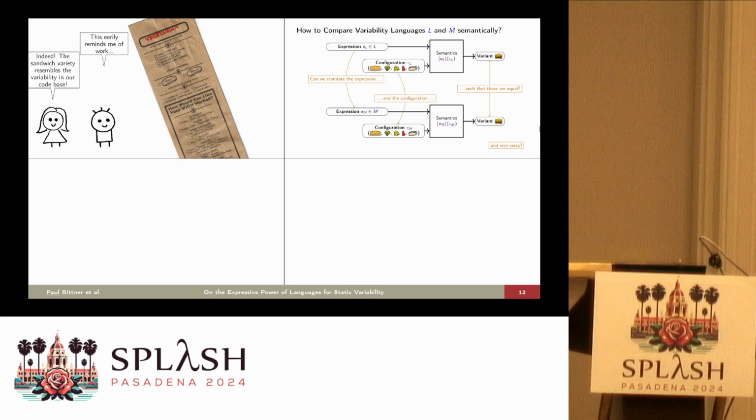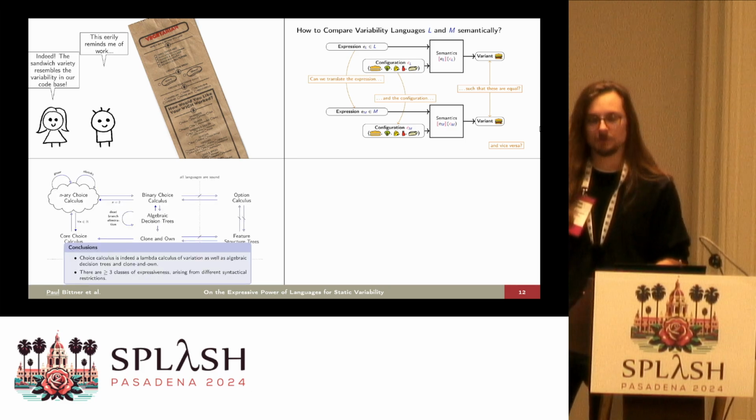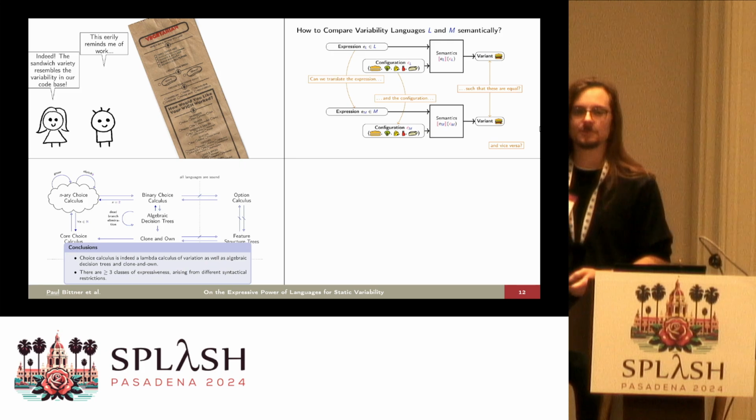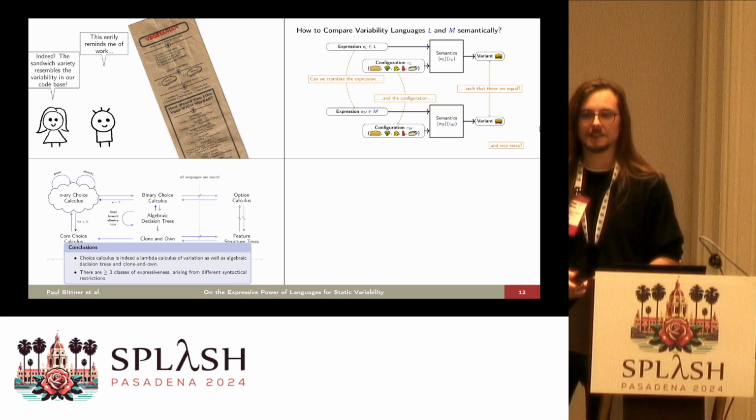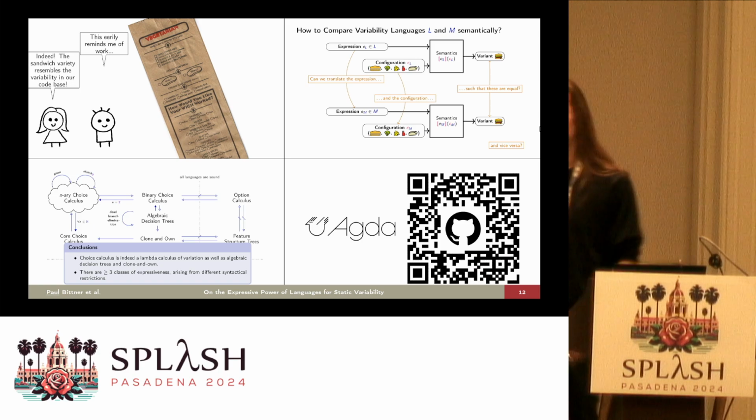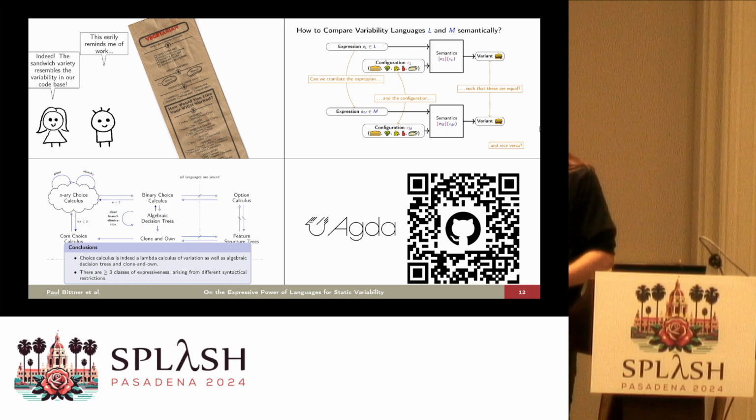We present a formal framework for comparing the semantics of variability languages. We applied our formal framework to a range of existing formal languages to chart this part of a map of existing languages, and whether they're complete or incomplete. And we implemented everything in Agda. So please have a look, and thank you for your attention.